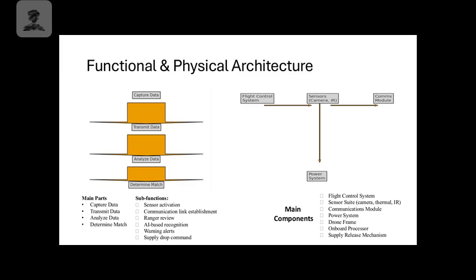So some sub-functions here include sensor activation, communication link establishment, ranger review, AI-based recognition, warning alerts, and a supply drop command. As for the diagram on the left. And each subsystem further reports and supports a defined set of functional requirements.